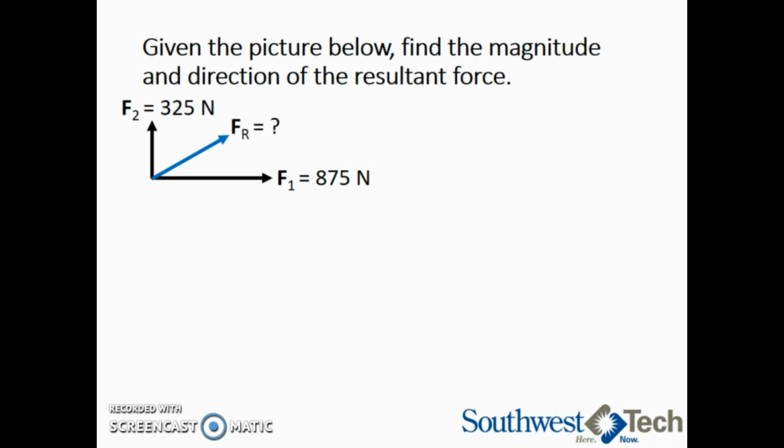We want to find the resultant force, which is going to act somewhere in between F1 and F2. First, just like when we had wind vectors, we need to separate the forces into their x components and their y components. The x component of F1 is 875 newtons, while its y component is 0, since the force is acting only in the x direction.